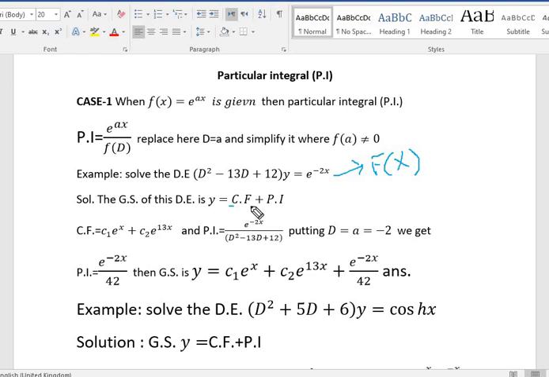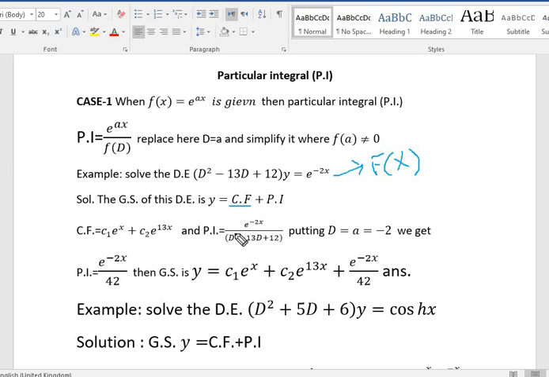So the first step is how to find the CF. CF means just write the auxiliary equation. When you solve it by the factorization method, you get m1 equal to 1 and m2 equal to 13. So the complementary function will be c1 e power x plus c2 e power 13x.